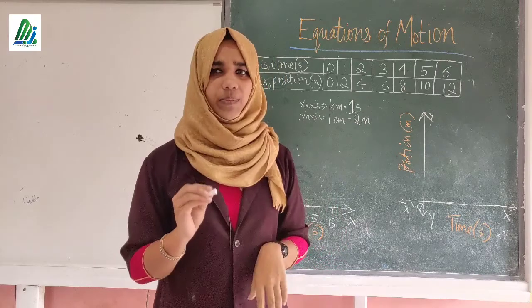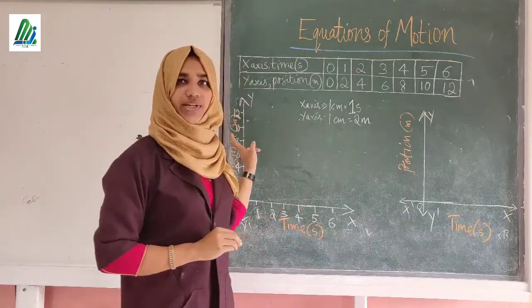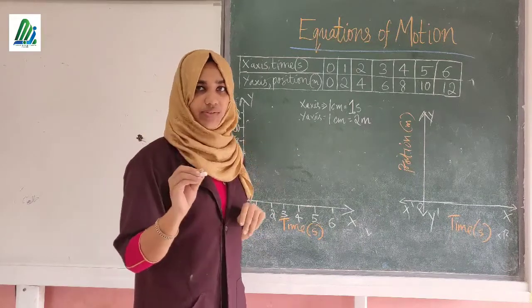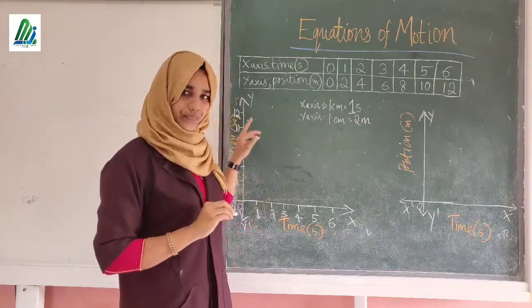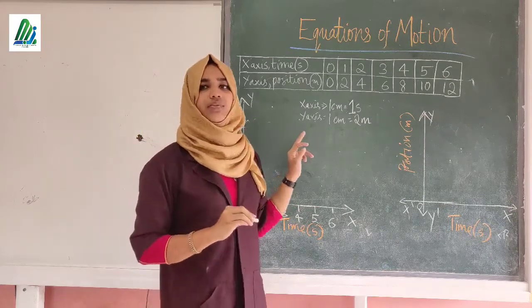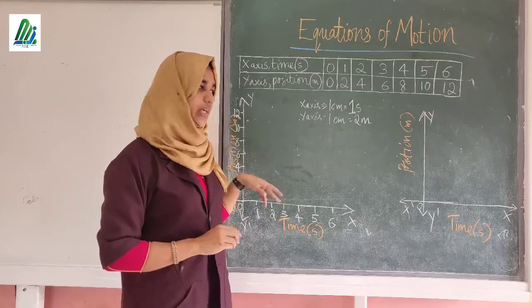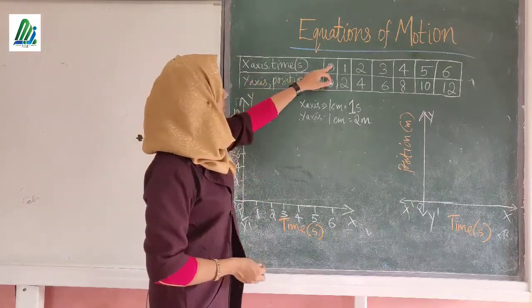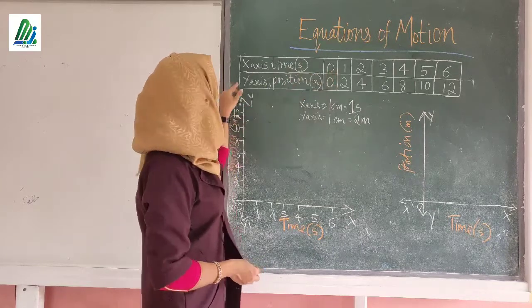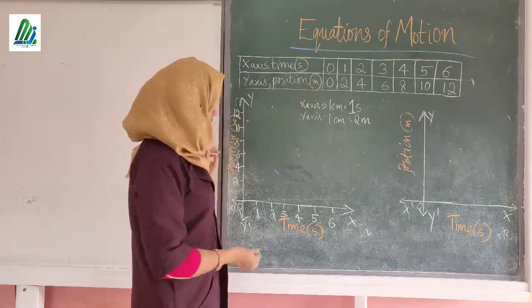While naming a graph, the value on the y-axis will be given at first. Once more I will say, while naming a graph, the value on the y-axis will be given at first, then the x-axis. So at time 0 in the x-axis, the position in the y-axis is also 0.